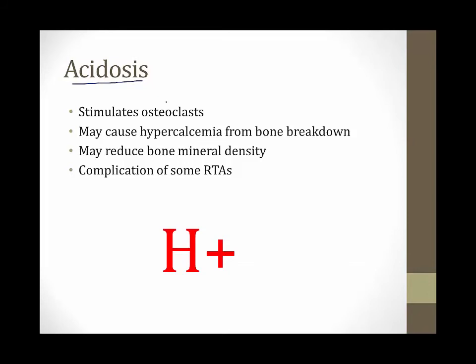In addition, acidosis stimulates osteoclasts, and you can see hypercalcemia as a complication of chronic acidosis from bone breakdown. And patients who have a chronic acidosis can also develop reduced bone mineral density and osteoporosis. And this sometimes complicates patients who have renal tubular acidoses. These patients are chronically acidotic, and that can have negative effects on bone formation.